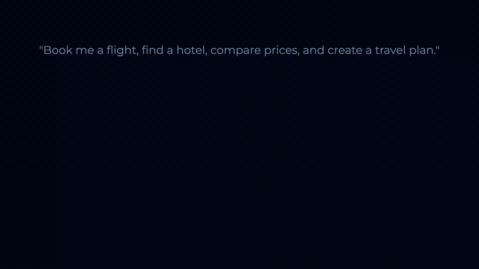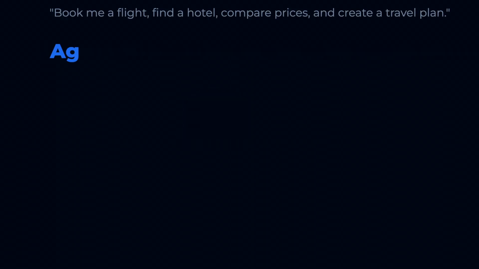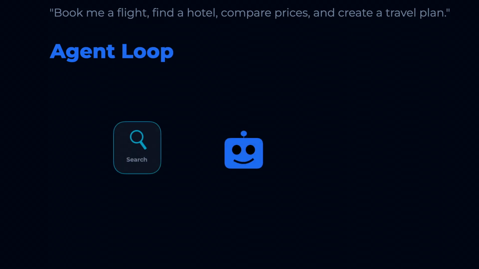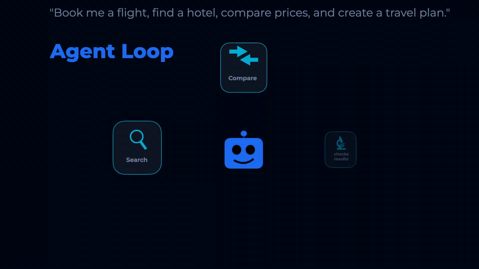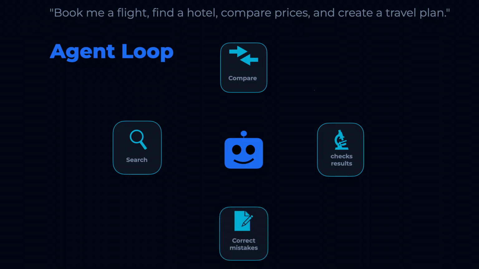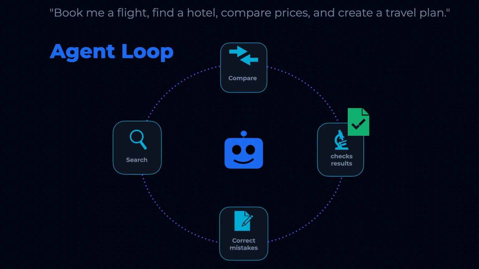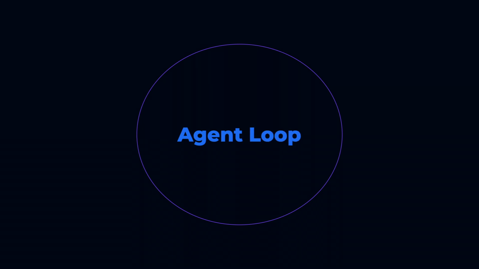Imagine asking ChatGPT, book me a flight, find a hotel, compare prices, and create a travel plan. A normal chatbot gives you an answer, but an AI agent actually starts working. It searches, it compares, it checks the results, corrects the mistakes, and keeps going until the task is complete. The question is, how does an AI agent know what to do next? The answer is a powerful concept called the agent loop.